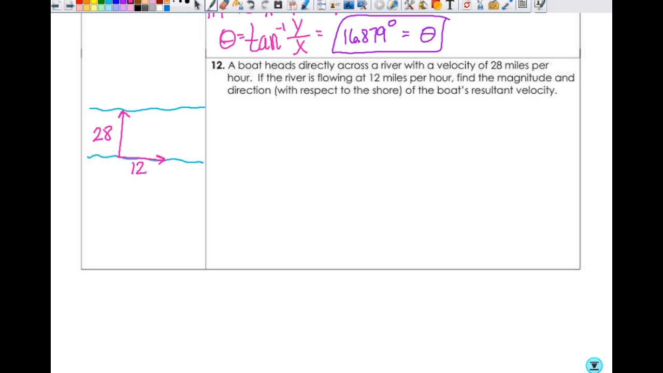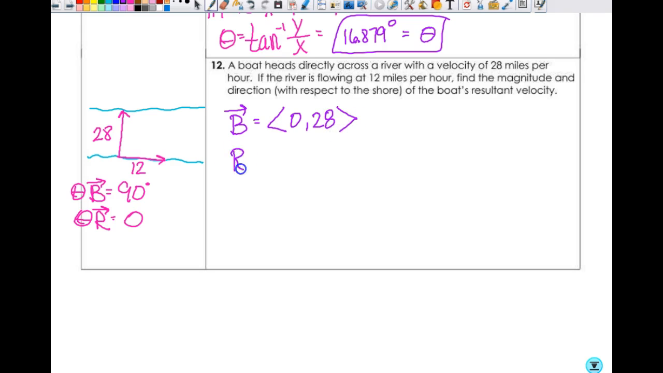Okay, so I have the boat and I have the river. Right, so the theta for the boat's vector, what's that going to be? 90. This is 90. And theta for the river is 0. And because it is 0 and 90, and these are vertical or horizontal, I don't really have to write out all the trig stuff. I can go directly to the vector itself. So for the boat, the vector is just 0, 28. And for the river, the vector is 12, 0.